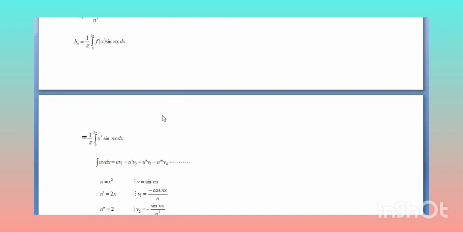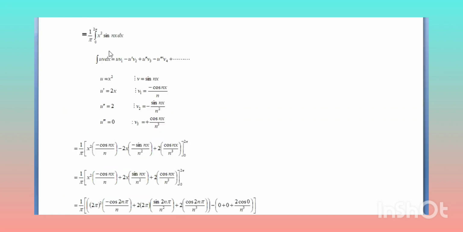Next we have to find, using the same rule, Bn. So Bn is equal to 1 by pi integral over the limit 0 to 2 pi f of x sin nx dx, which is equal to 1 divided by pi integral over the limit 0 to 2 pi x square sin nx dx. Bernoulli's formula again we have to use: integral uv dx is equal to uv1 minus u dash v2 plus u double dash v3 minus u triple dash v4 plus etc.